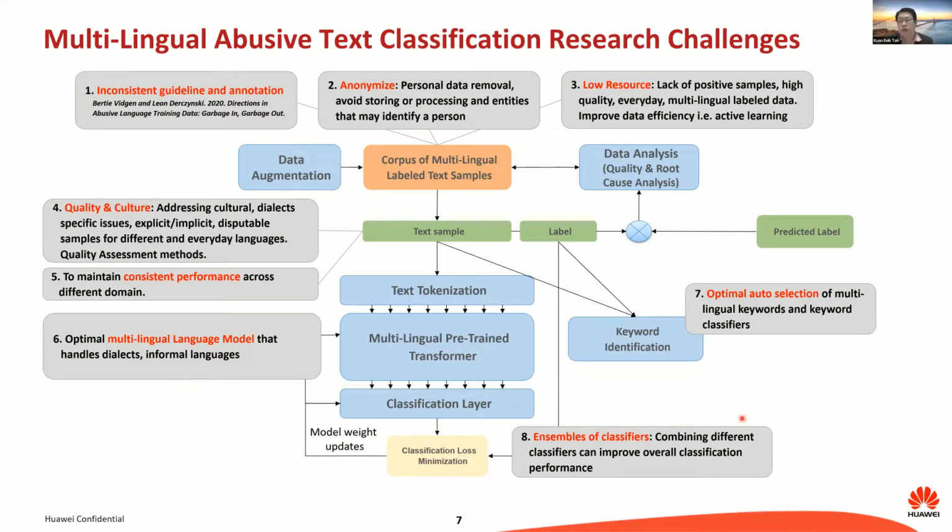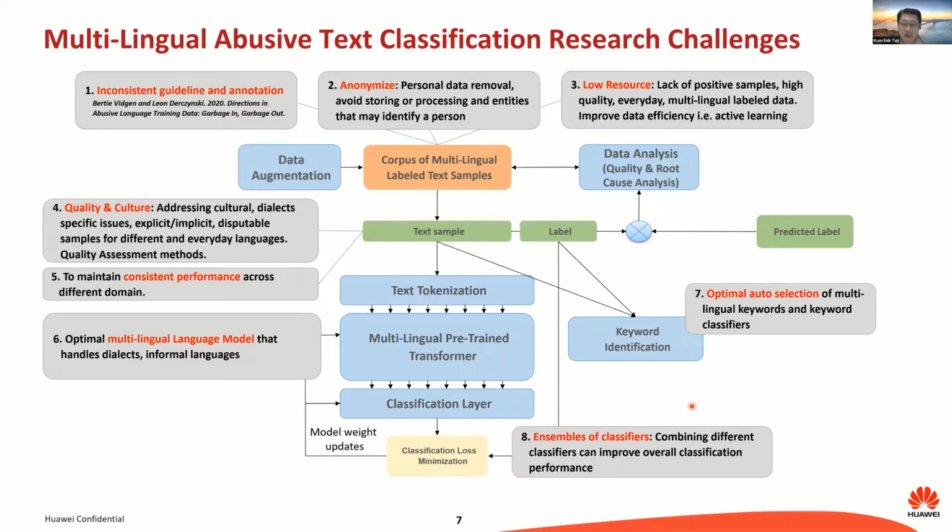We also believe there's no one-size-fits-all solution. Therefore, it is important to look into ensembles of classifiers: how can we combine different classifiers of different diversity to improve the overall classification?